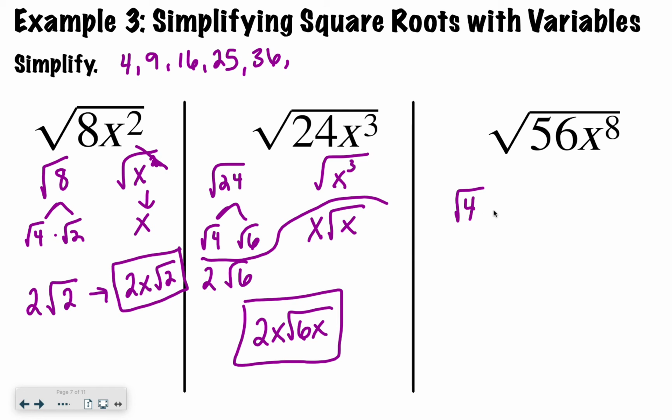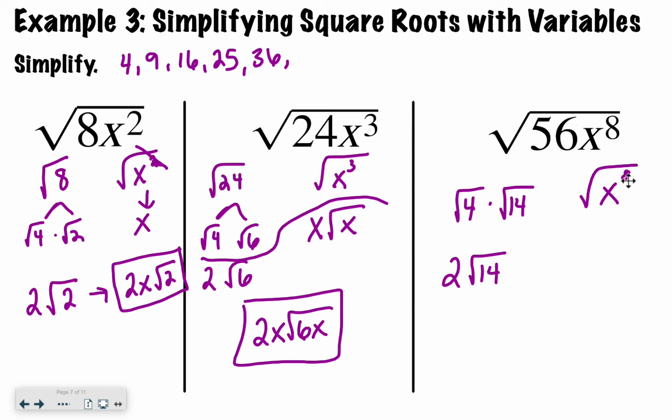That was unintentional. All right, so we have 4 times the square root of 4 times the square root of 14. So we have the square root of 4 times the square root of 14. So this square root of 4 becomes just a 2, and the square root of 14 doesn't simplify anymore. So that part's done. Now let's do the square root of x to the 8th.